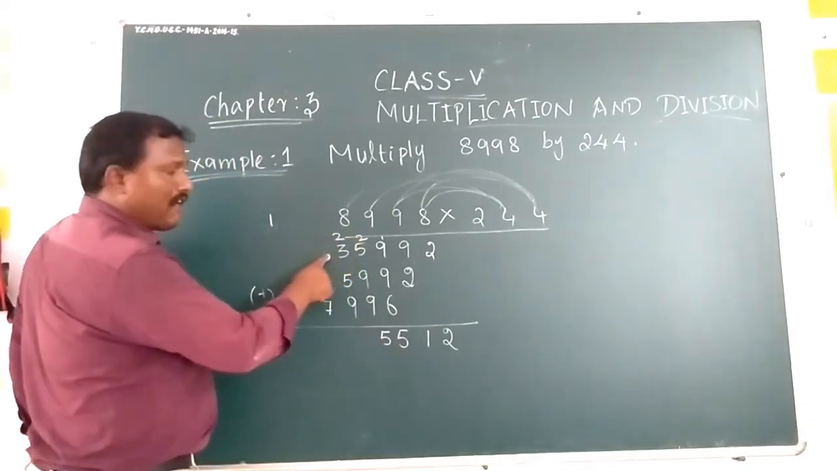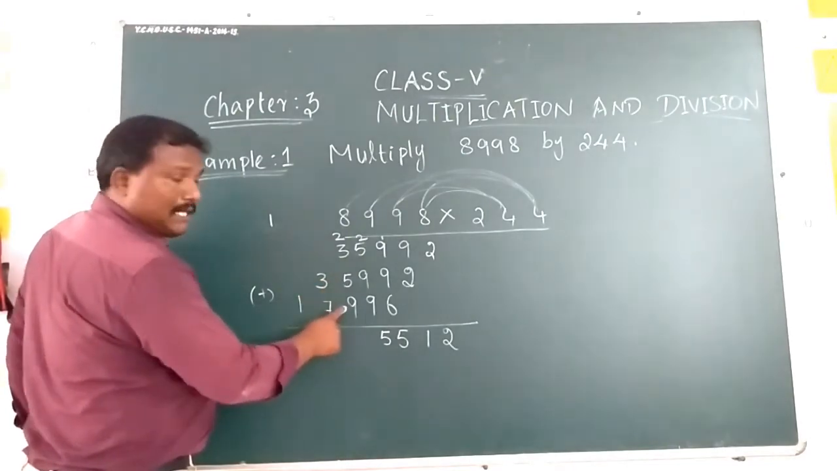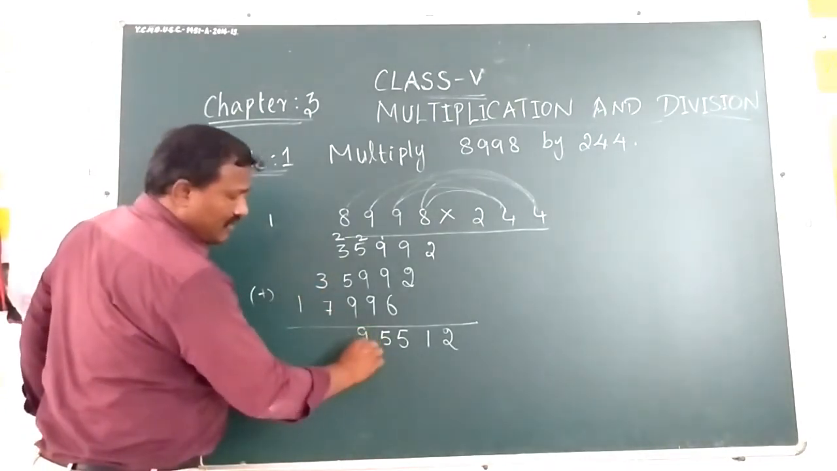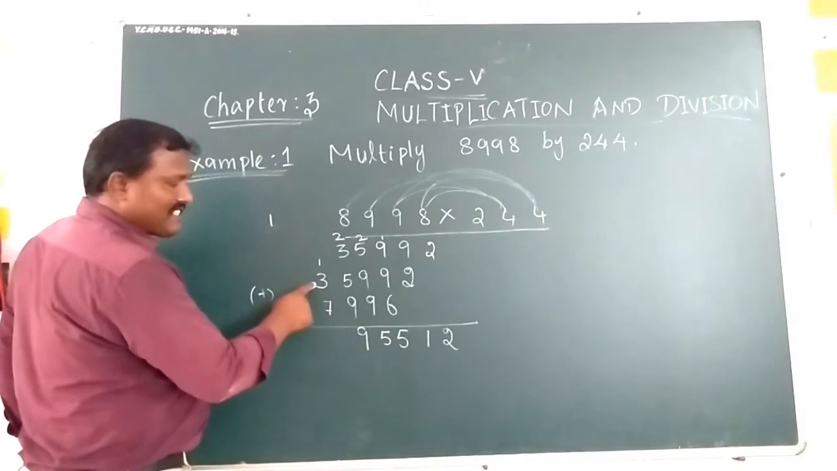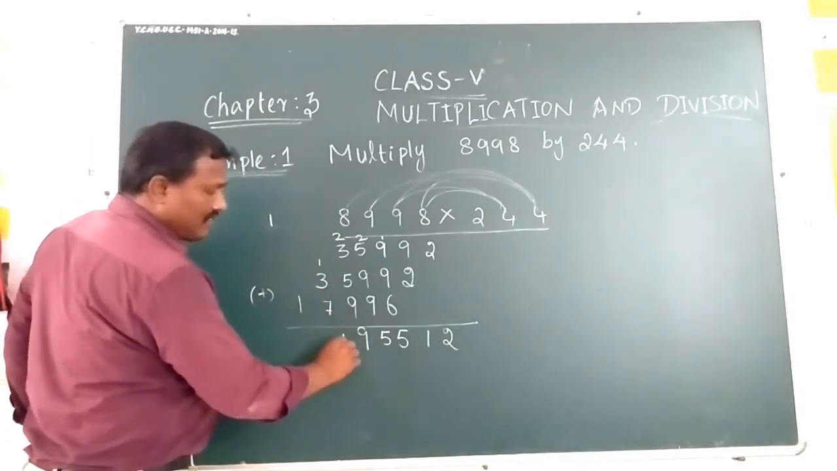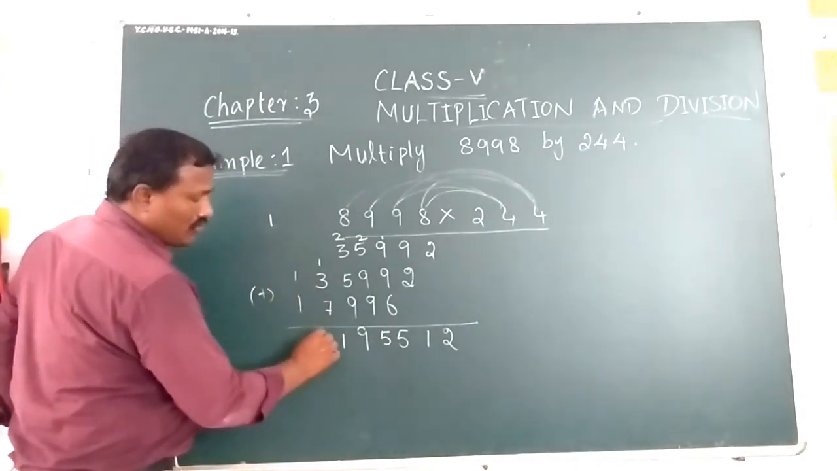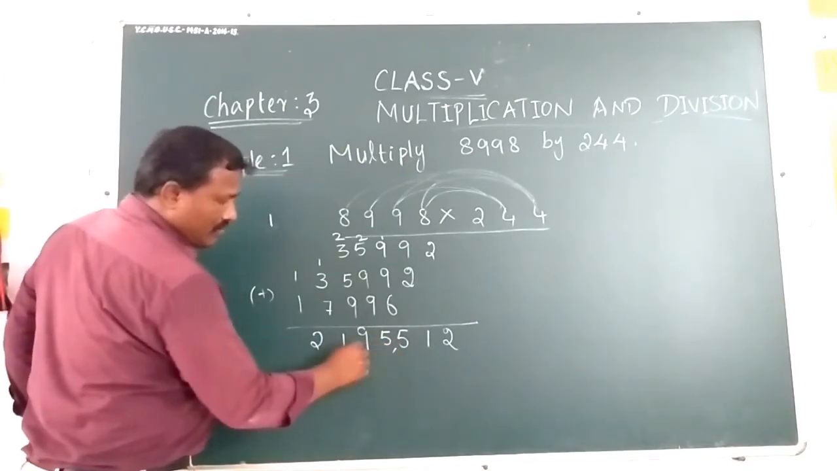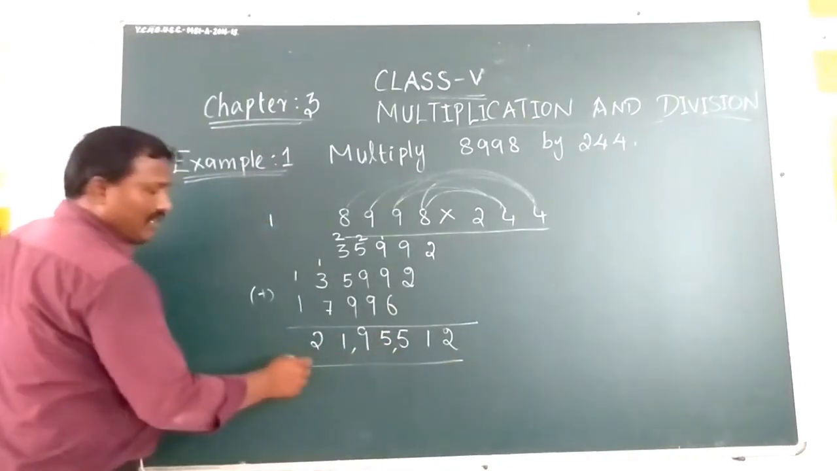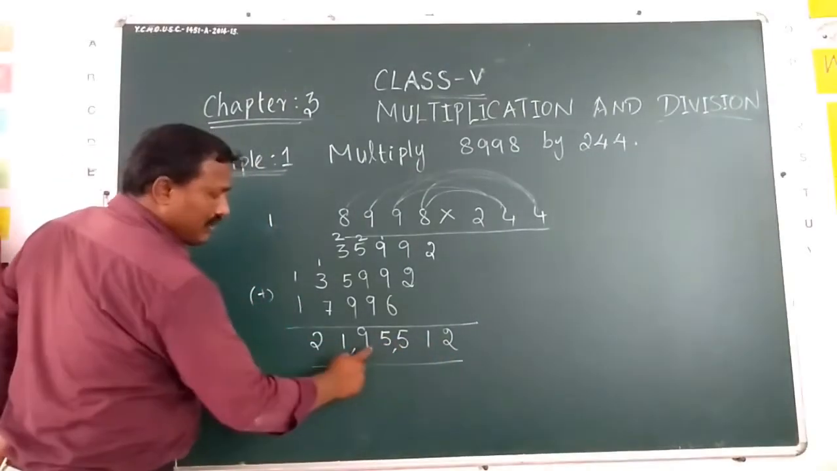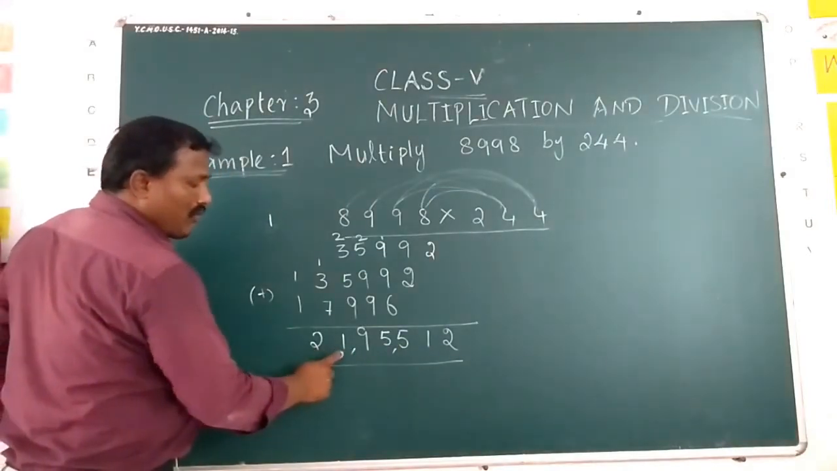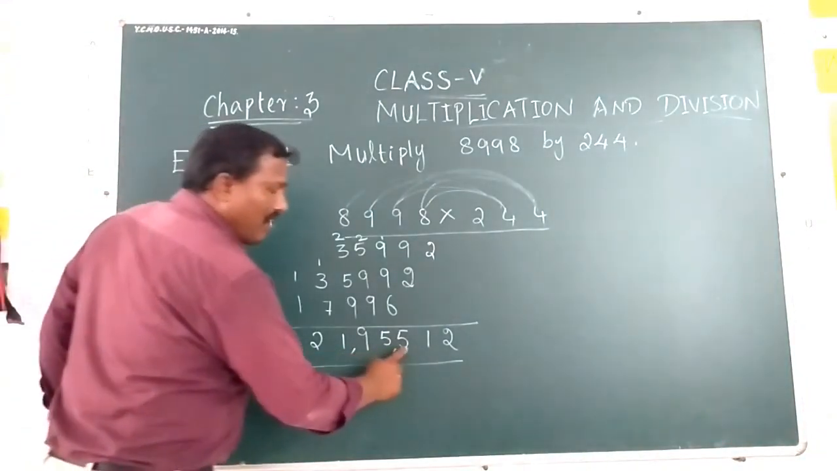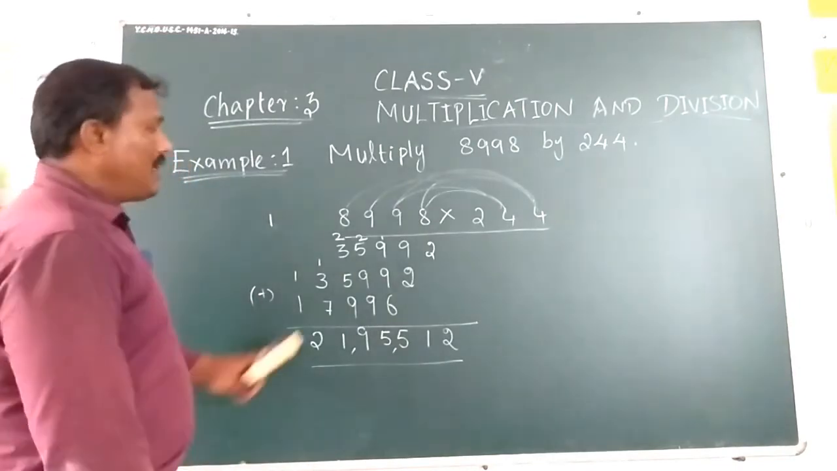2 plus 3 is 5. 5 plus 5 is 10. 10 plus 9 is 19. Then remainder 1. 7 plus 3 is 10. 10 plus 1 is 11. Then remainder 1 and 2. So as per the Indian number system: ones, tens, hundreds, thousands, ten thousands, lakh, ten lakh. So 21 lakhs 95,512 is the product.